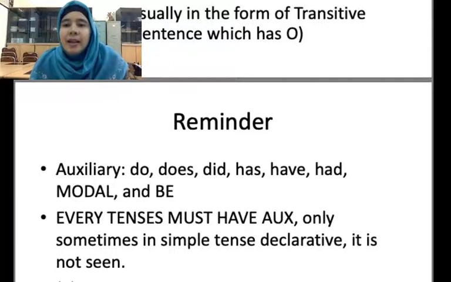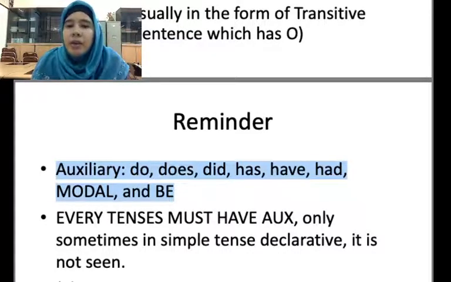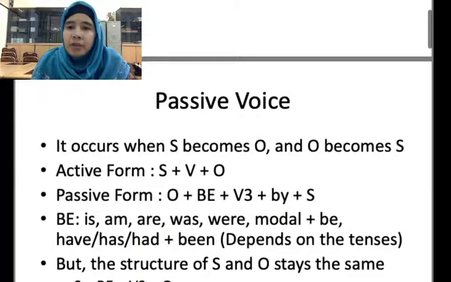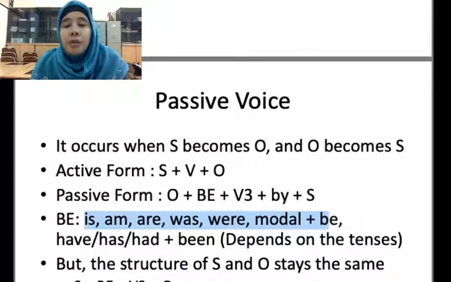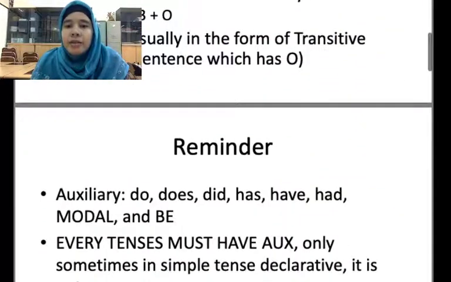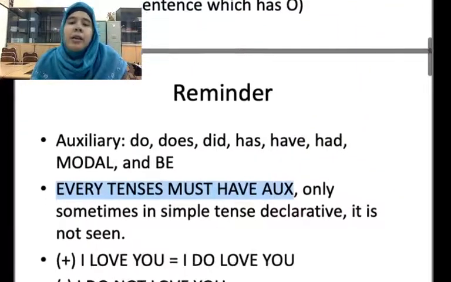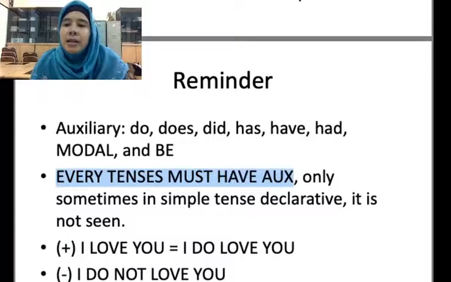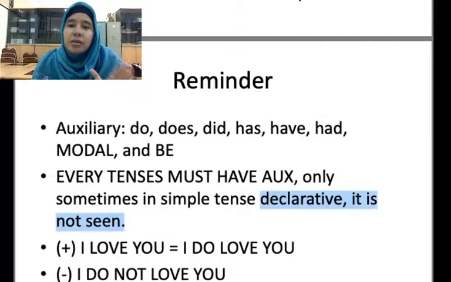Okay. Next, let me go with the reminder before we go to each of the formula of the sentence. Perhaps you are familiar, remember with the auxiliary. Auxiliary is do, does, did, has, have, had, and then modal, and also be. So the be that you are seeing in this one is also the modal auxiliary. Okay, every tense must have the auxiliary. Only sometimes in simple tense declarative it is not seen. Setiap tenses should have the auxiliary. Okay, only in declarative sentence and only in simple tenses it is not seen. It has, but it is just not seen.